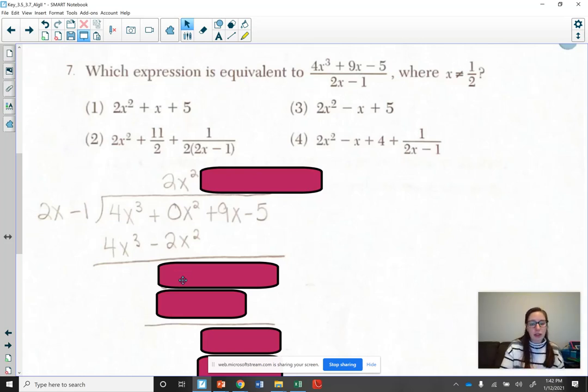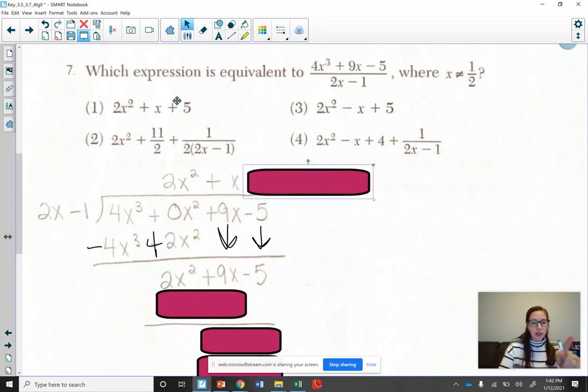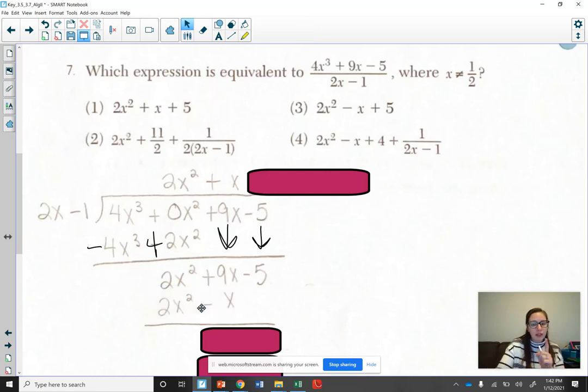All right, so now the rest of it is really straightforward. Subtract, change to addition, bring everything down, go away. Not you guys, just the box. You don't go anywhere. Okay, 2x squared divided by 2x is just x. We can already see our answer, but I'm going to finish it anyways. Multiply it out, subtract, add.